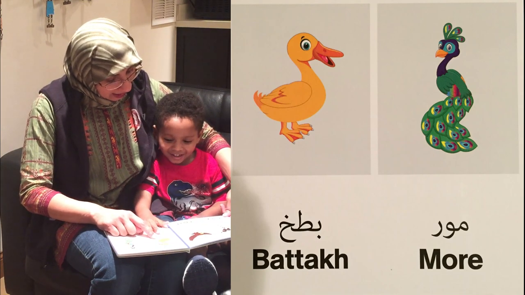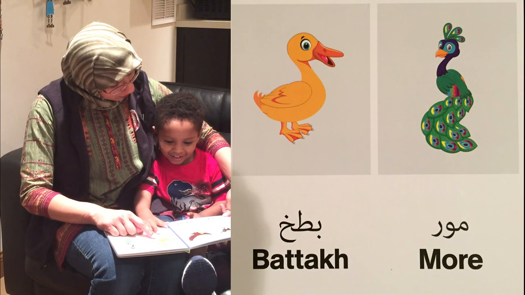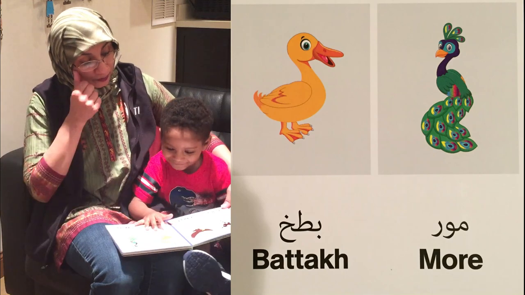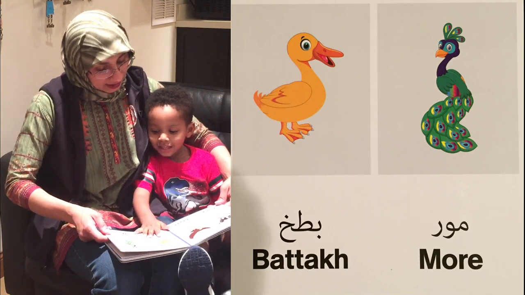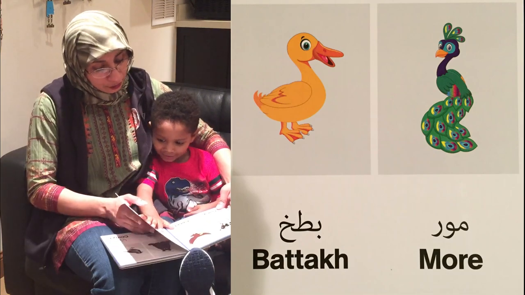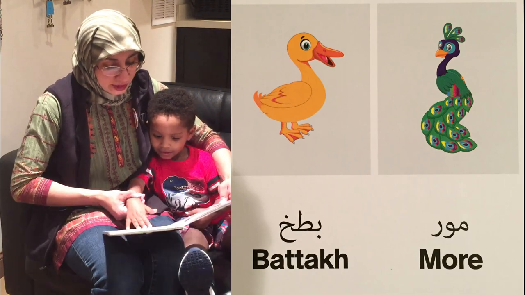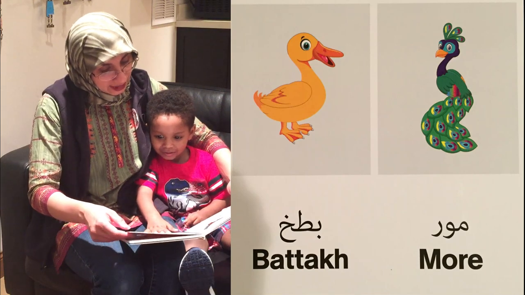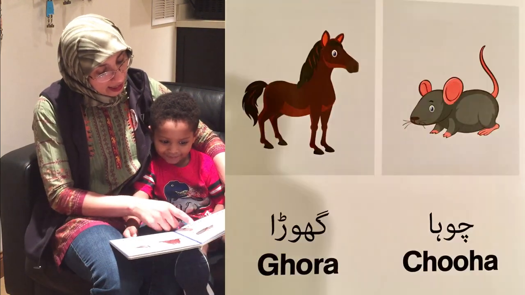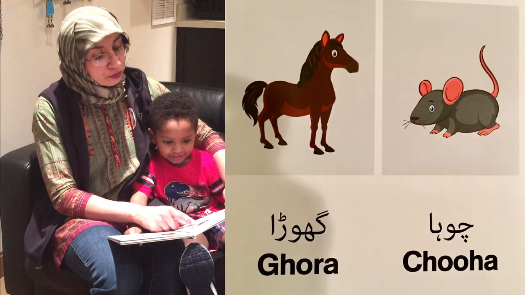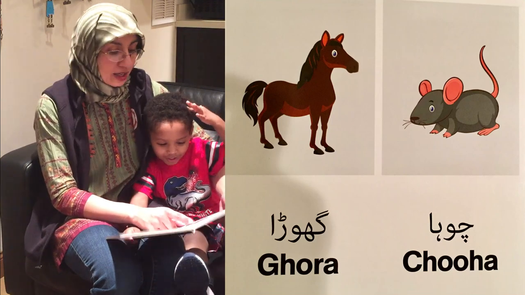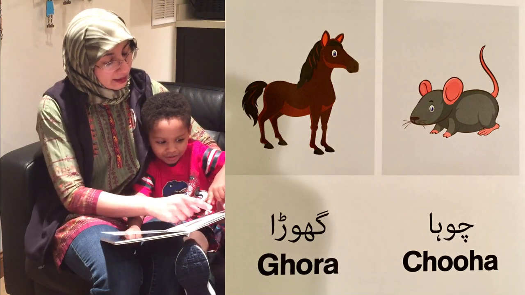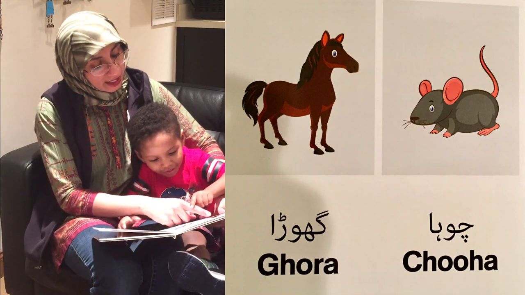Duck. Duck ko kya kehte hain Urdu mein? Buttakh. Duck is a buttakh. Let's go to the next page. Yes, it says quack quack. Ye kya hai? Mouse. Mouse ko kya kehte hain Urdu mein? Chuha. Chuha.